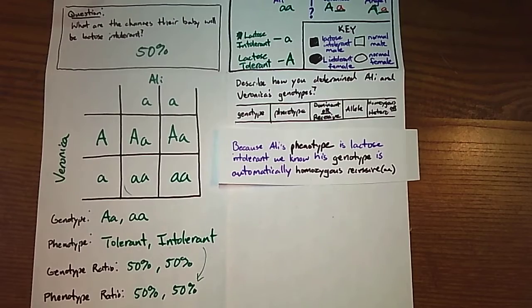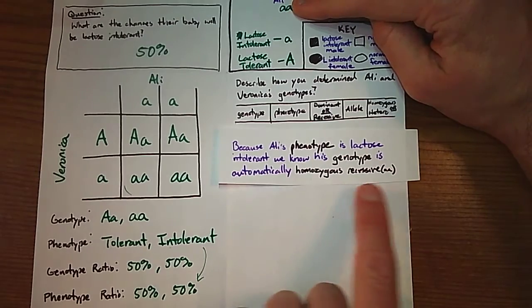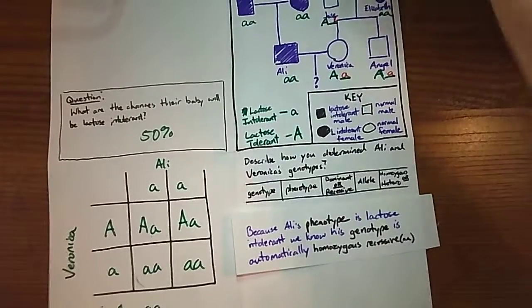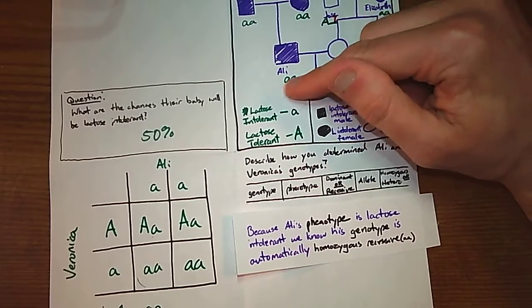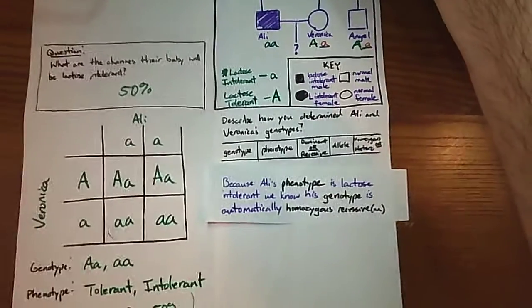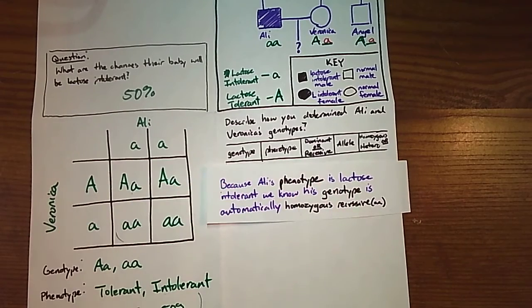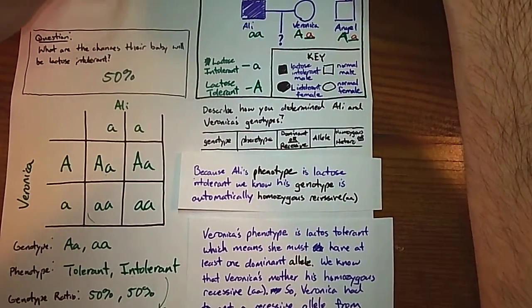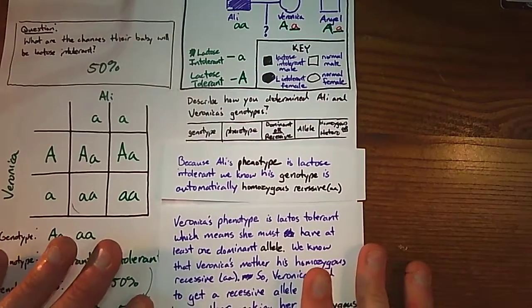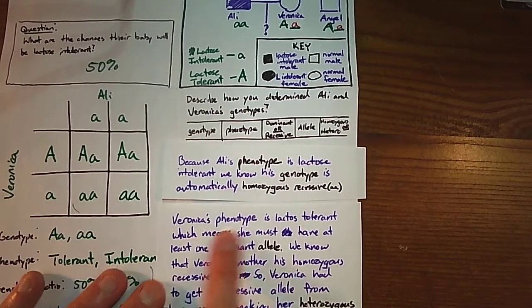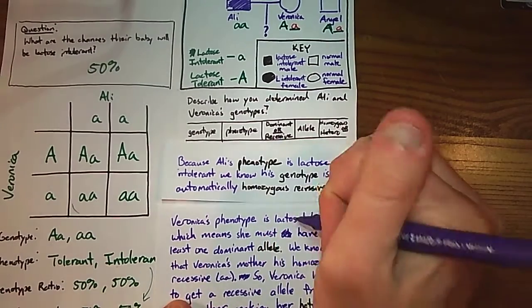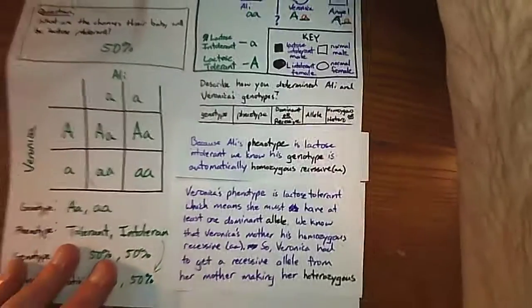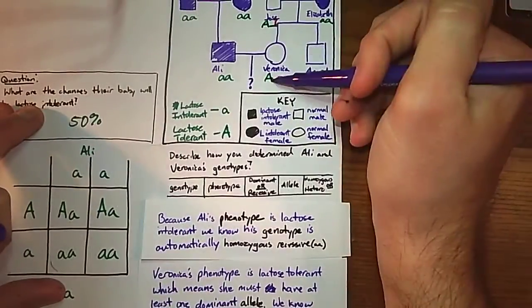Because Ali's phenotype is lactose intolerant, we know his genotype is automatically homozygous recessive, little a, little a. We did not need the pedigree to know that if he's lactose intolerant, he is little a, little a. And notice I'm already using phenotype, genotype, homozygous recessive, awesome. Then it gets a little more complicated with Veronica's because we couldn't just look at her phenotype and automatically know her genotype. So I said, Veronica's phenotype is lactose tolerant, which means she must have at least one dominant allele, right? So that's that one dominant allele right here.